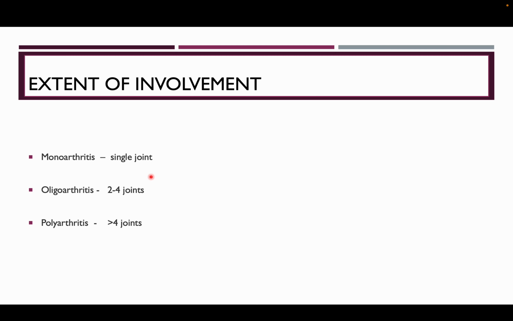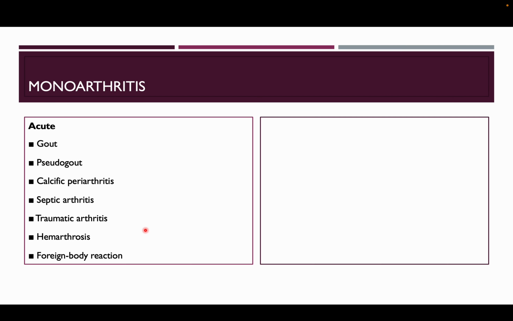Monoarthritis is one, oligoarthritis is two to three, anything more than or equal to four is polyarthritis. So this is 1, 2, 3, less than 4 actually. Four is generally polyarticular. So acute monoarthritis, you look for gout, especially in the great toe, pseudogout in the case of the knee, calcific periarthritis, Milwaukee shoulder in the case of calcium phosphate crystals, septic arthritis, trauma, hemarthrosis in the case of hemophilia, any foreign body reaction.